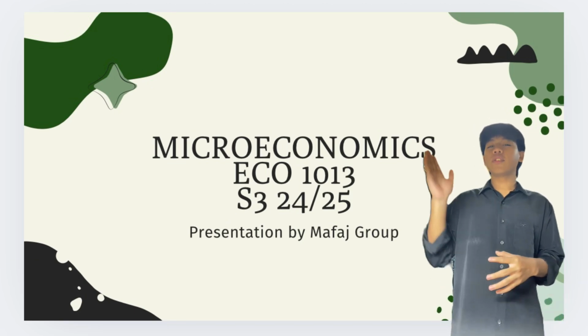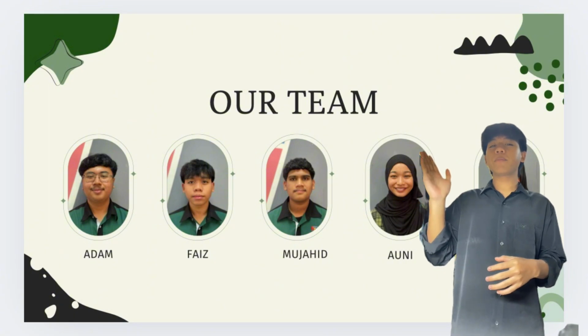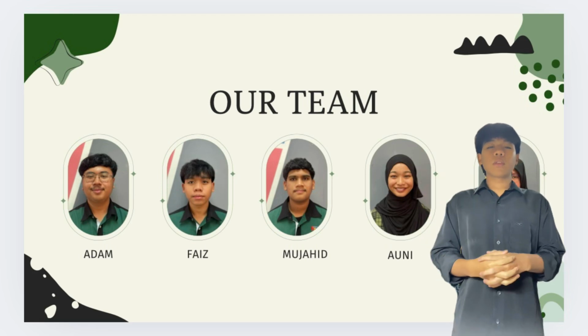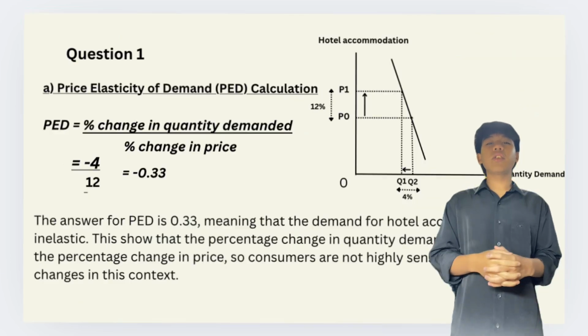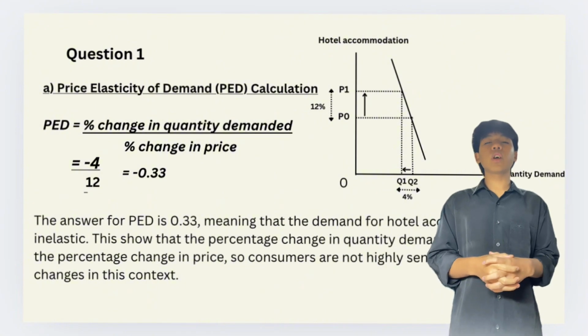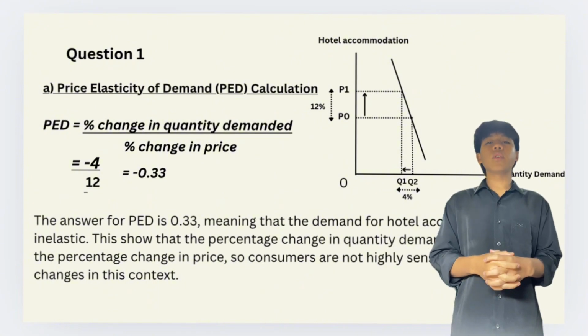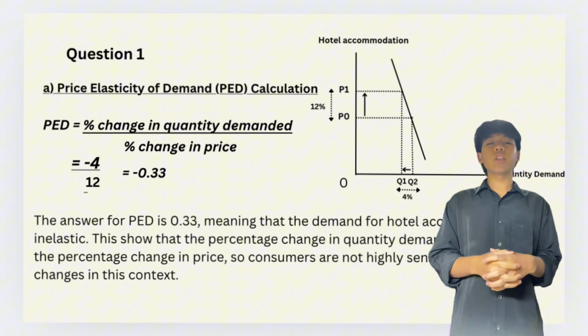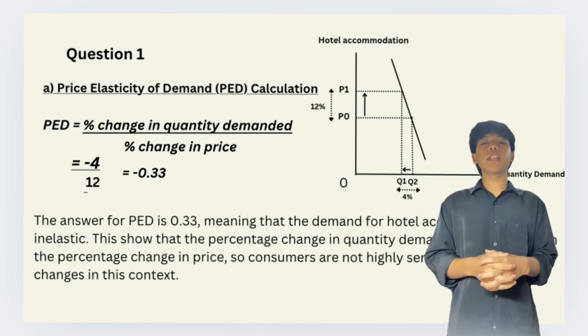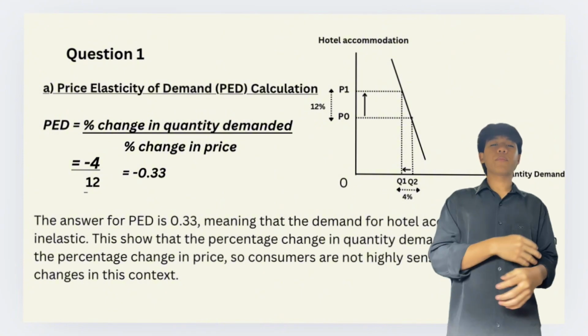So these are my team members: Adam, Mujahid, Auni, Mariam and me. I will be discussing question 1 about the key drivers of Malaysia's economic growth in the third quarter of 2024 as outlined in the article, and how price elasticity of demand and household income influence the tourism sector, specifically hotel accommodations. So let's discuss.